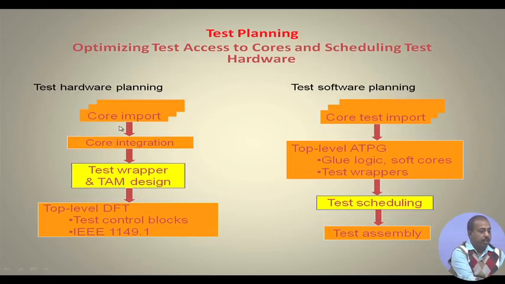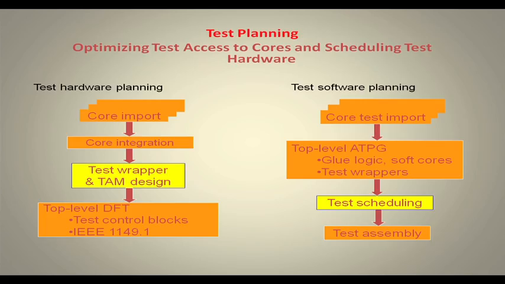We have to do some test hardware planning. Cores are taken for a particular design; the cores are imported and integrated. How the cores will be connected to each other is basically the designer's part. Once that has been done, each of these cores needs to be test wrapped. So, we have to design the corresponding test wrappers for each of these cores, and then we have to design the TAM, that is, how these cores will be accessed in a test access mechanism.